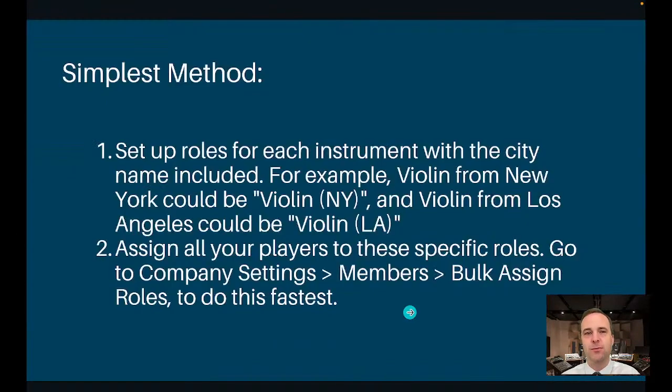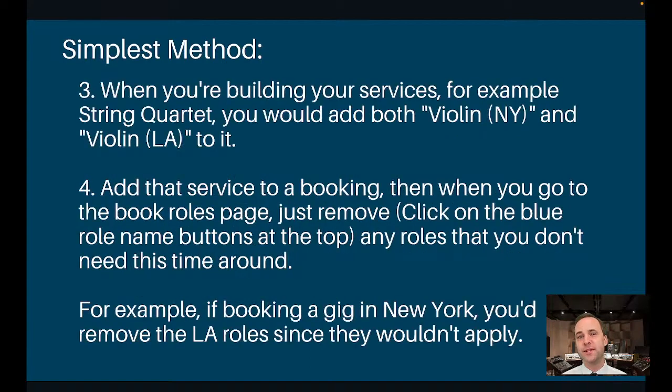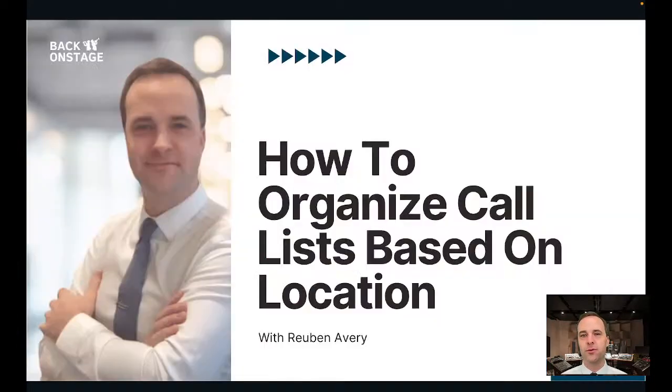So again, just to summarize here, what we've done, we set up roles for each instrument with the city name included there, or some way of delineating that. In my case, I used NY and LA. After that, we assigned players within our system to those roles. Following that, we built a service that included all of those roles with all of these different city delineations included in that. And following that, we added that service to a booking and booked the roles that we wanted. So it's really as simple as that to get all your roles booked, and how to organize lists based on location like that.